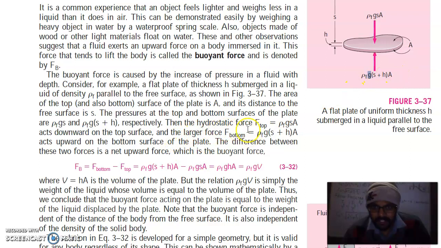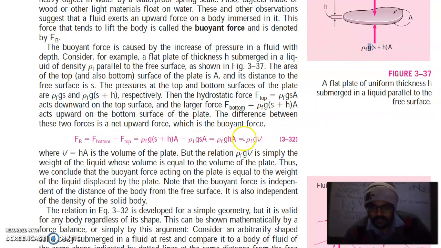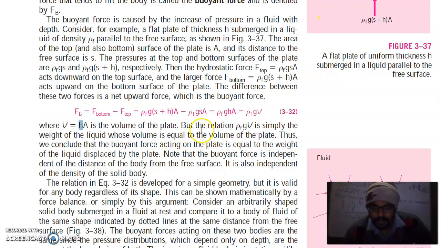Then the hydrostatic force, F top, acts downward on the top surface, and the larger force F bottom acts upward on the bottom surface of the plate. The difference of the two forces is density of fluid times gravity times volume of the object. Now the volume of the plate is this H times the area of the plate. So now use this relation to simplify: it is the weight of a liquid whose volume is equal to the volume of the plate.